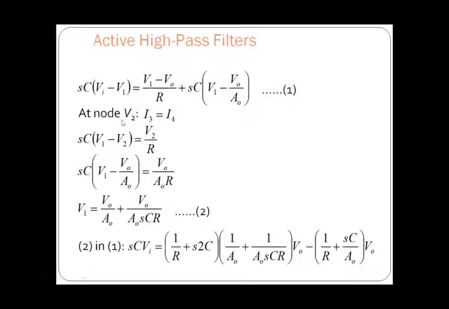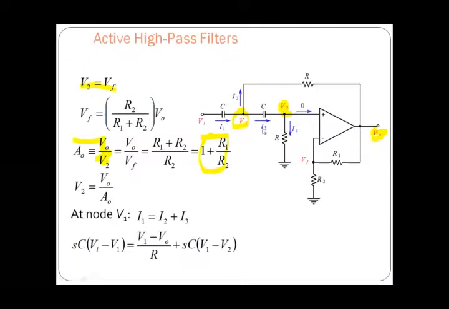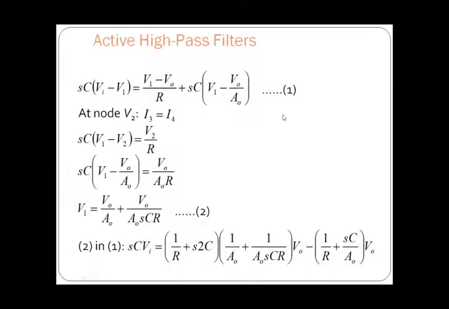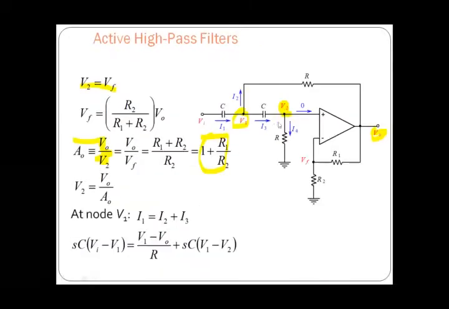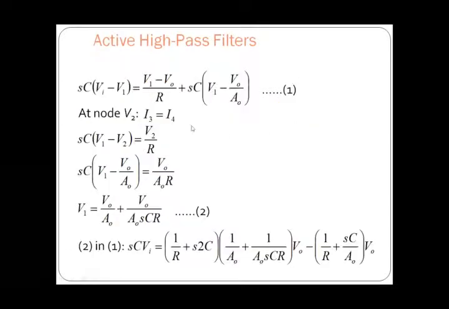And at node V2, if we consider this at node V2, we can say that I3 is equal to I4, as I have discussed. Why? Because here we are considering the op amp as an ideal op amp, and the op amp is not going to draw any input current. Hence, we can say that I3 is equal to I4. So that is why we have written here at node V2, I3 is equal to I4.